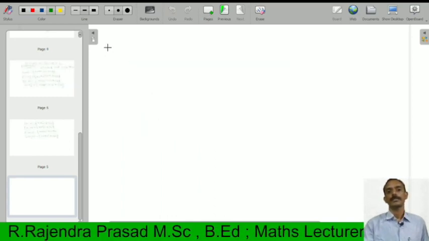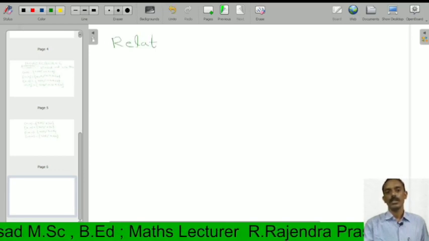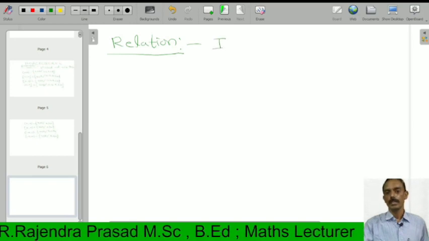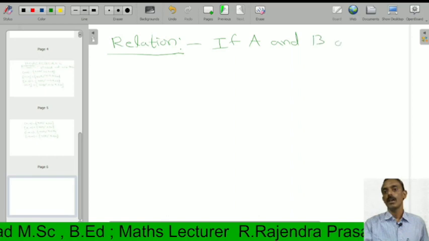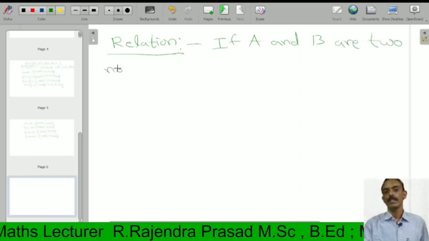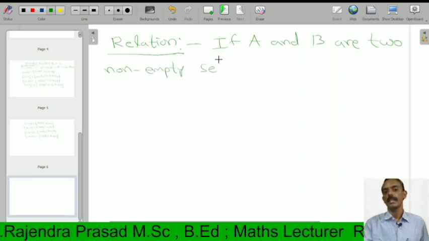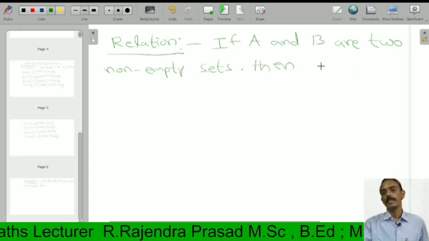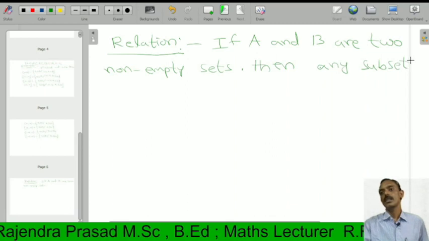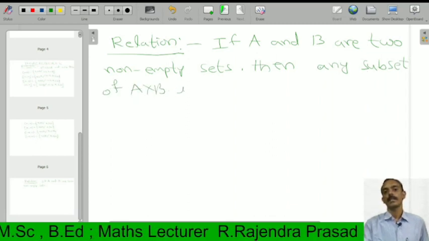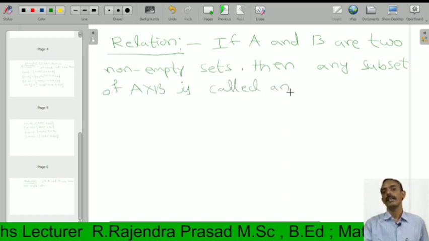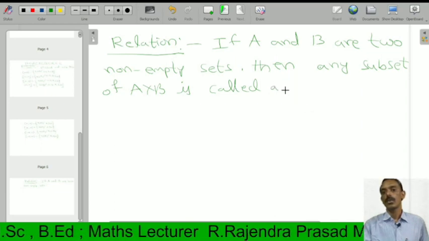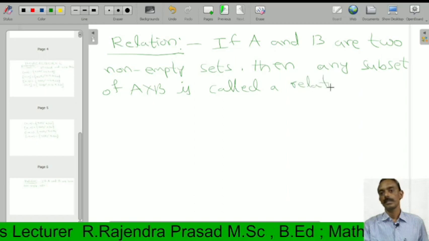Next, relation. Relation means: if A and B are two non-empty sets, then any subset of A cross B is called a relation.